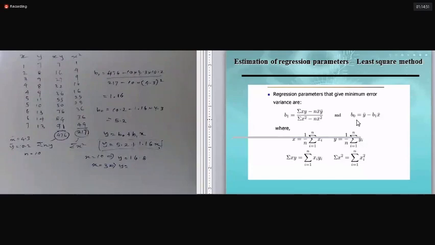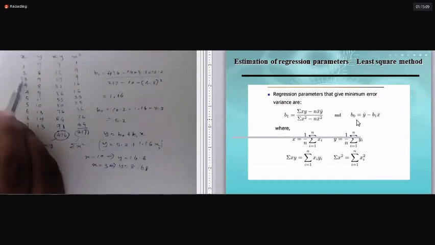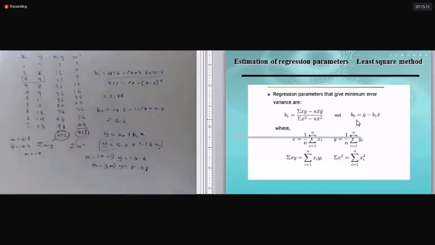Eight, 8.68. That is 8.68. But when you look at the original data, you can see that when x is equal to 3, y is 9. But when we calculate using this formula, we got 8.68. So what is the reason for this difference?